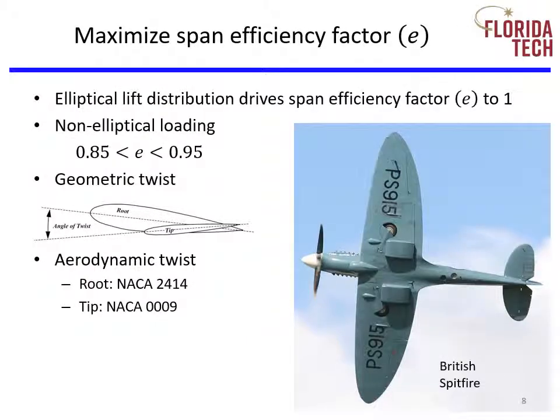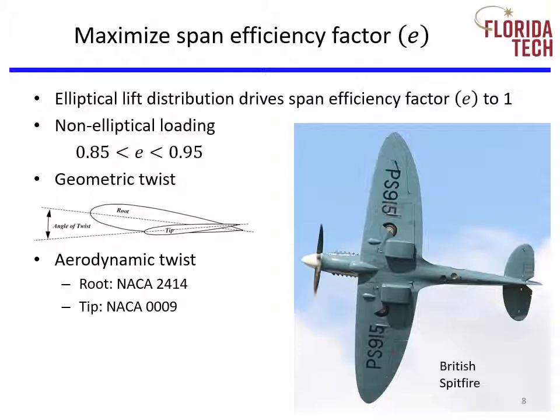There are a few ways to maximize the spanwise efficiency factor E. First, vary the length of the chord such that the wing has an elliptic planform. The Spitfire is a prime example of an airplane with this design feature. Second, geometric twist. Vary the angle of attack of the airfoils along the span. A wing with tips at a lower angle of attack than the root is said to have washout.